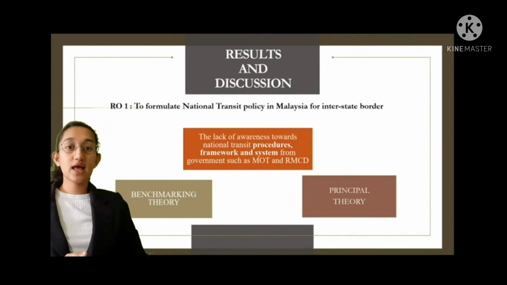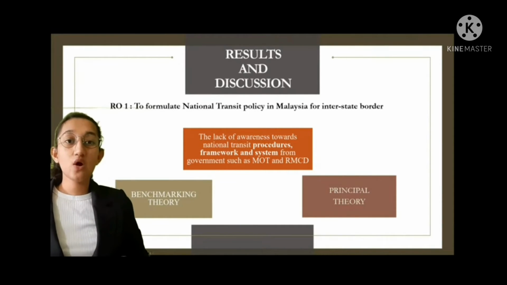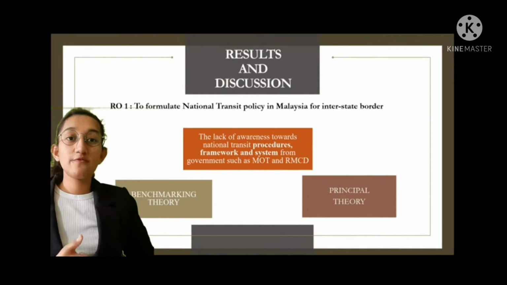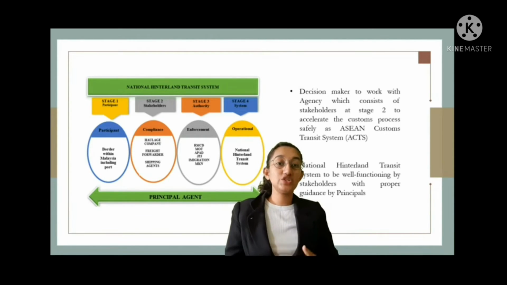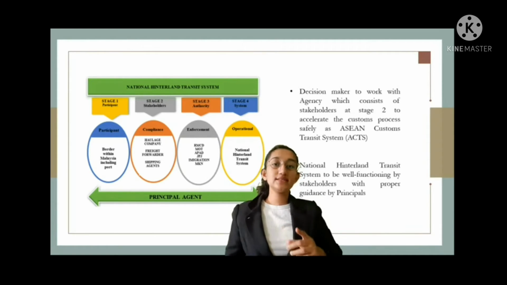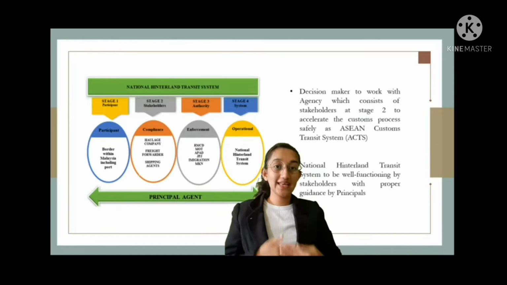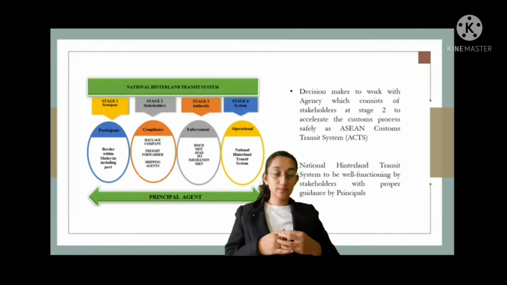Okay, as a result, I get to know that the lack of awareness among the agencies was the main reason for the lack of transit policies in Malaysia. This framework is interconnected with the first objective, which is to formulate a national interline transit policy for interstate borders. This system will be one of the protocols in the national interline transit policy.